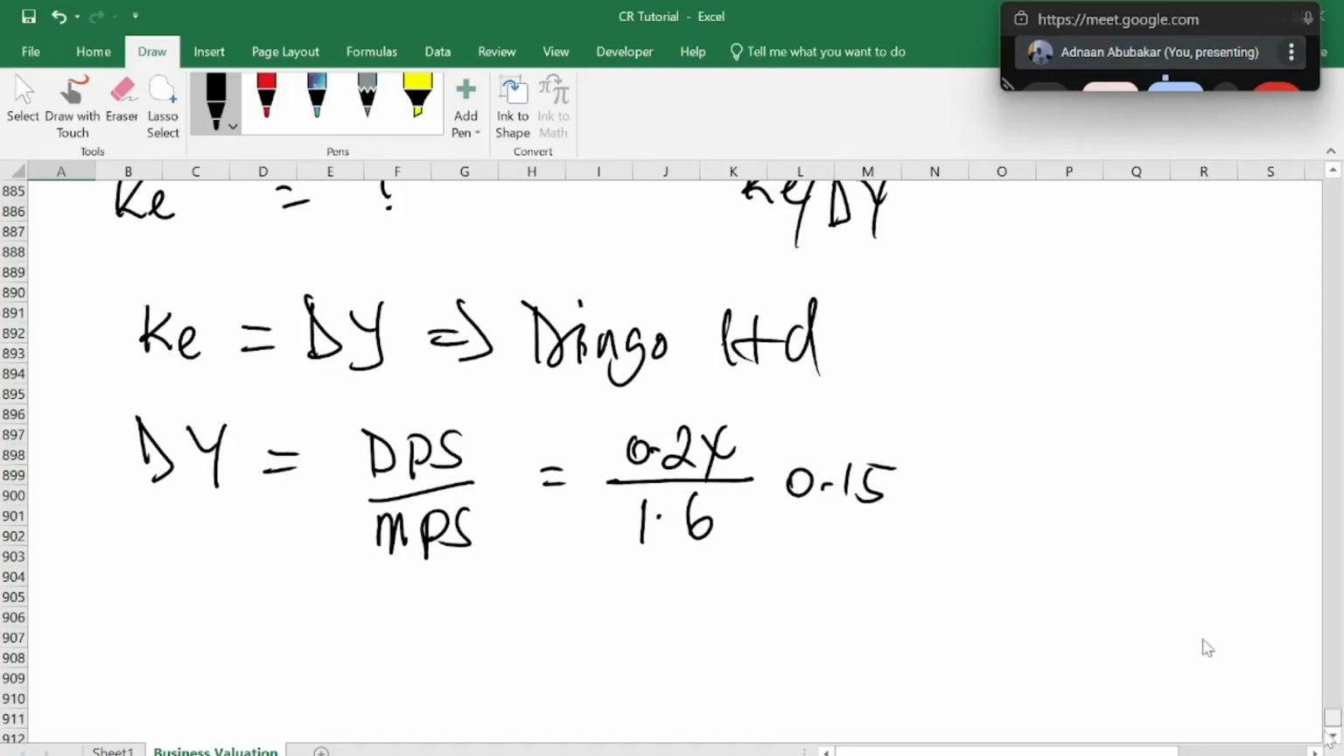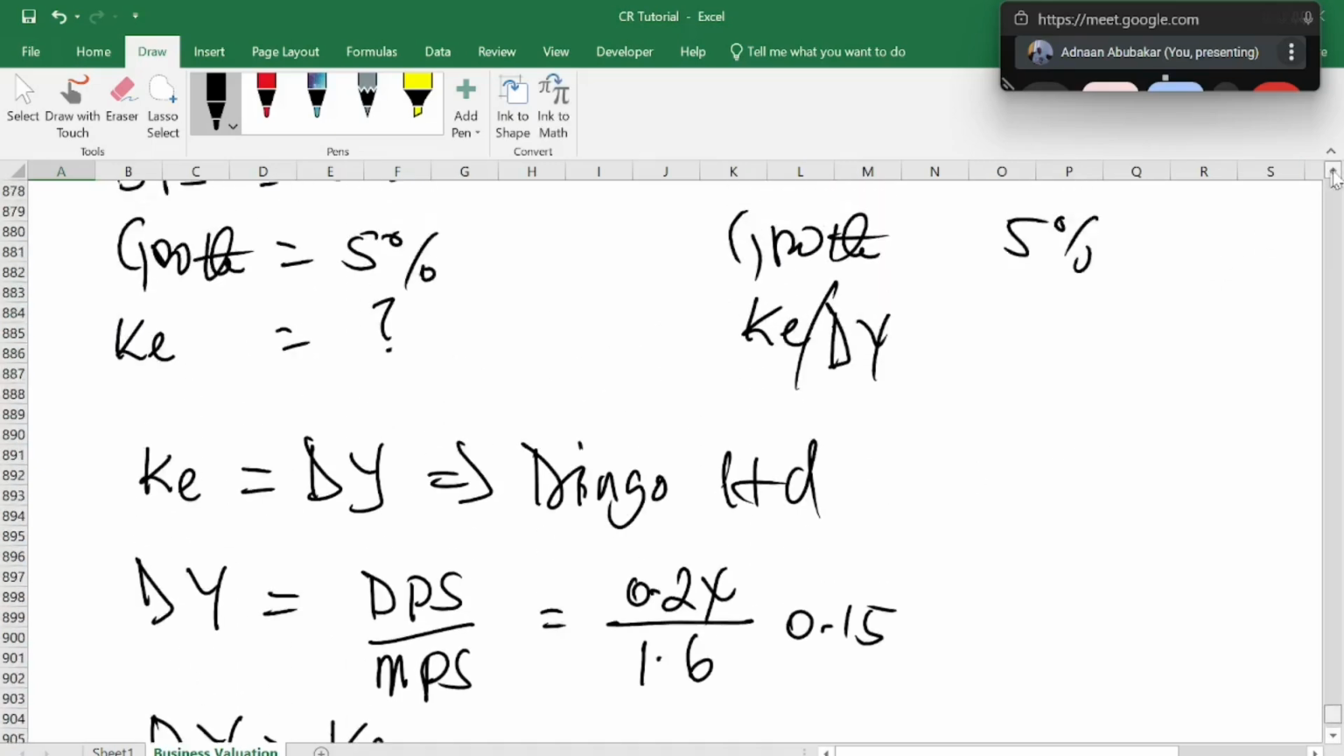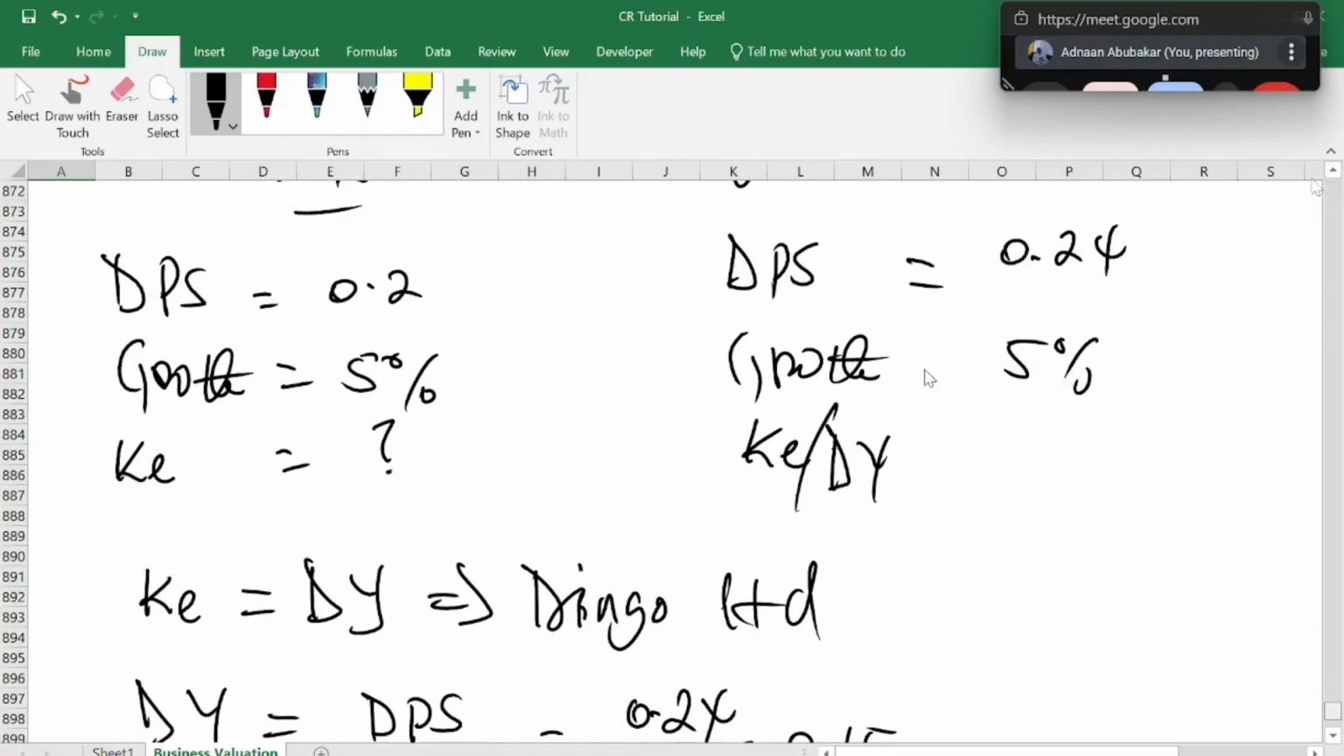You understand? So in the question, they said that the dividend yield of Dingo is equal to the cost of equity, which is KE. So we now know the KE, or dividend yield, of Dingo is 0.15. Once we know the cost of capital of Dingo, the listed company, we can now use that to know the cost of capital of the unlisted.